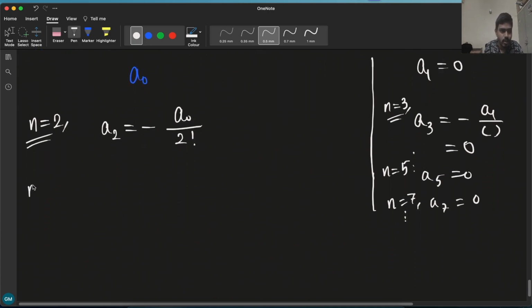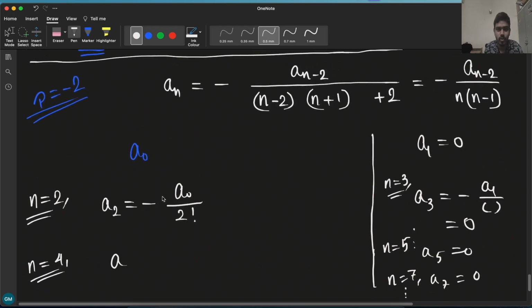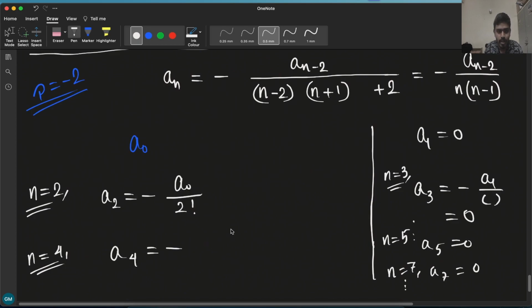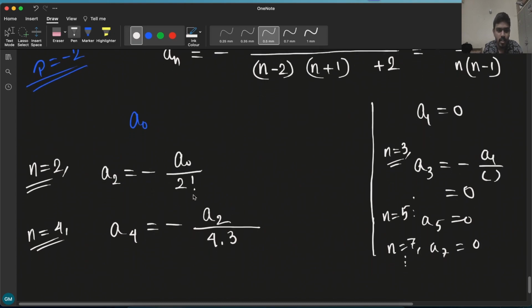In this side let me put n equals 4. In that case, the recurrence relation will give me a4 equals minus a2 divided by n times n minus 1, that is 4 times 3, right? And a2 is nothing but minus a0 by 2 factorial. So if I put it, minus minus will be plus, so it will be plus a0 divided by 2 factorial times 4 times 3, that is 4 factorial.